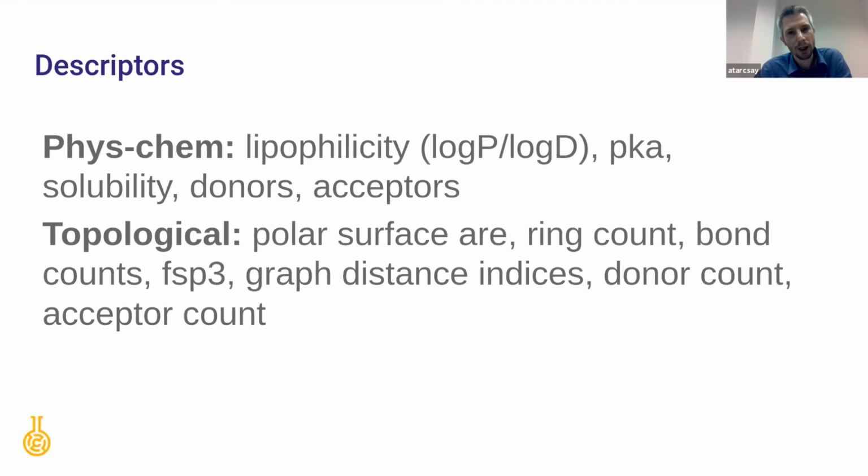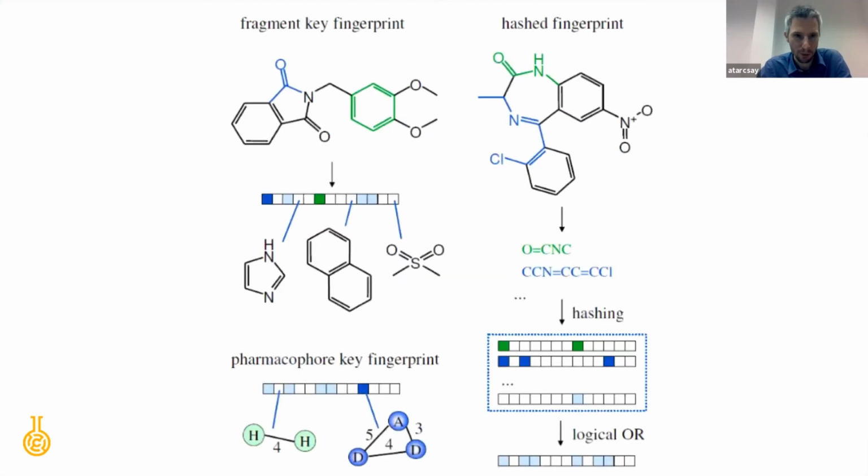The descriptors are representations of the molecules that are fed into QSAR equations that can be physics-based, like lipophilicity, pKa, solubility, or topological polar surface area, different ring counts, bond counts. So these are the vectors that are fed into the system. And as ChemAxon, we are providing a wide array of these types of descriptors.